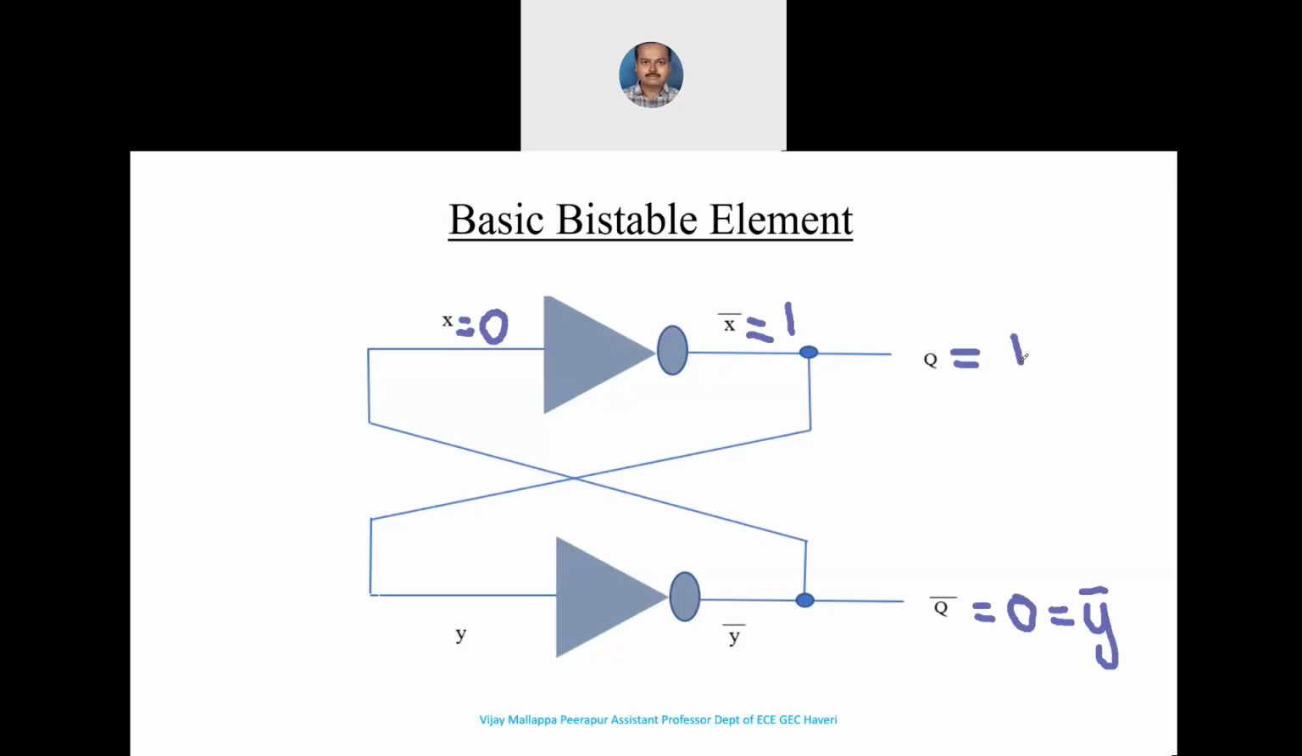As we know, the output of the first NOT gate acts as an input to the second NOT gate. So what do we have? Y is equal to 1 here. Since Y is 1, what will happen to Y bar? This is again equal to 0, so that Q bar is also equal to 0 here. It means that when we assume X is equal to 0, we know that Q is equal to 1 and Q bar is equal to logic 0 here.